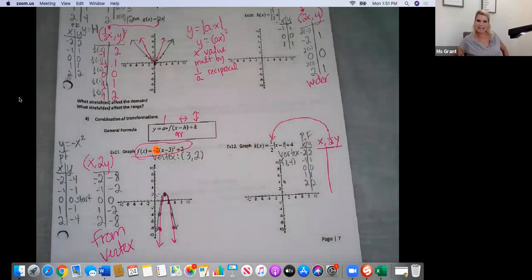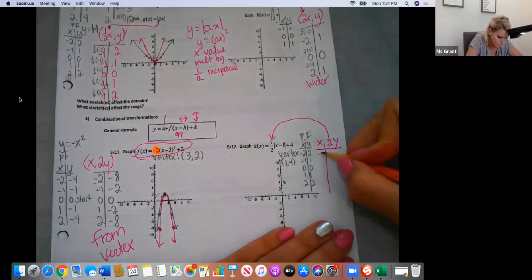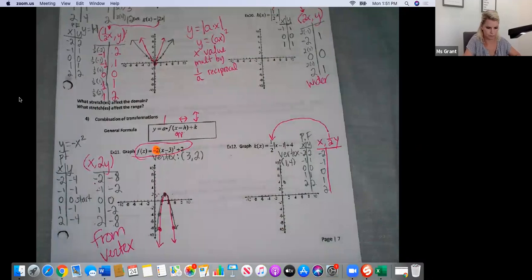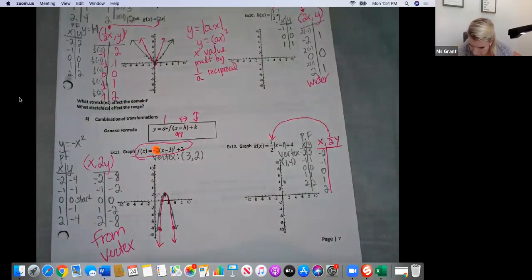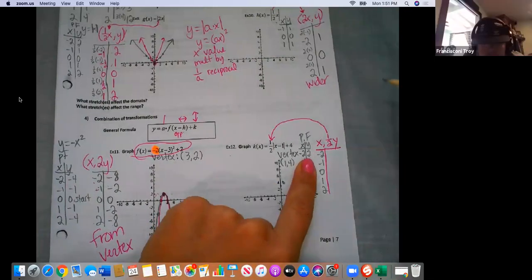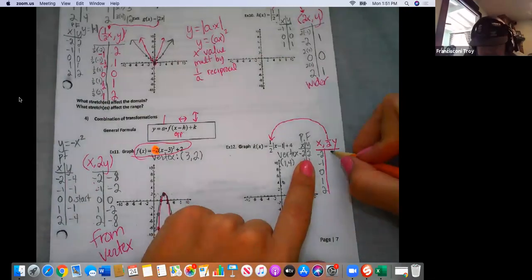Your X value is going to stay exactly the same. Let me write them in right now. Okay. 1/2 of the value of what X is. Troy, I'm so sorry. Troy, 1/2 of 2? It would be 1. Good.